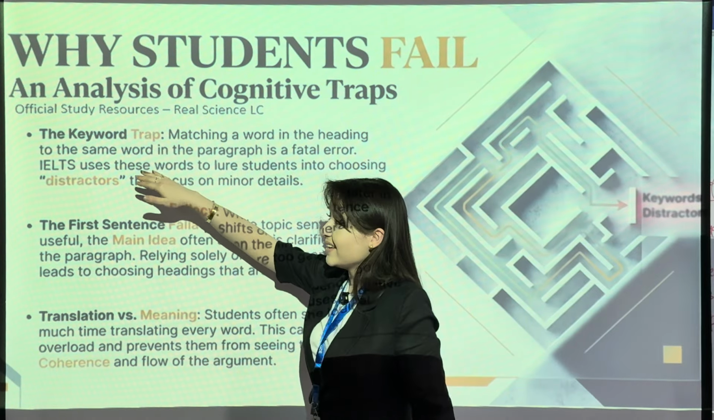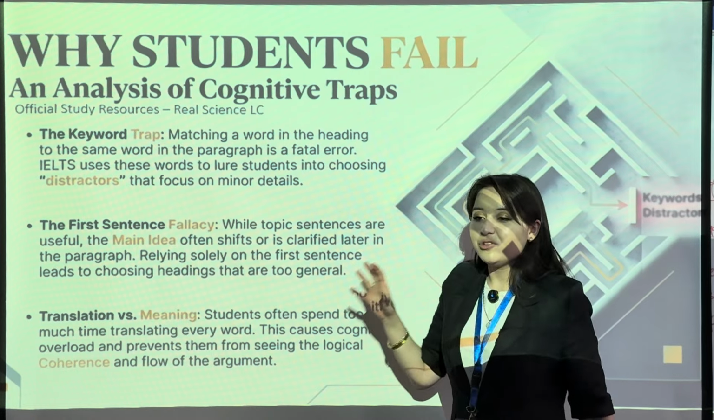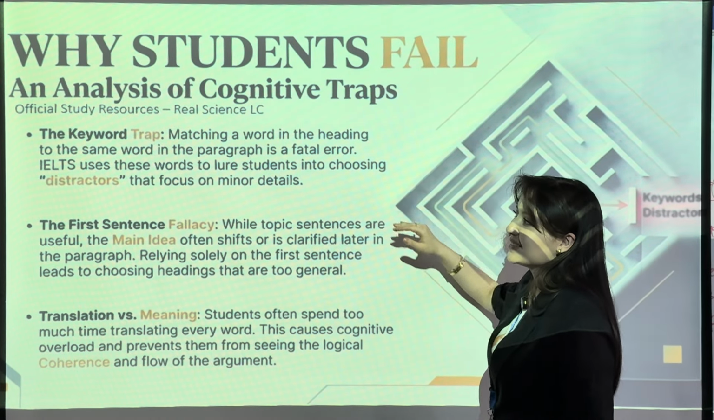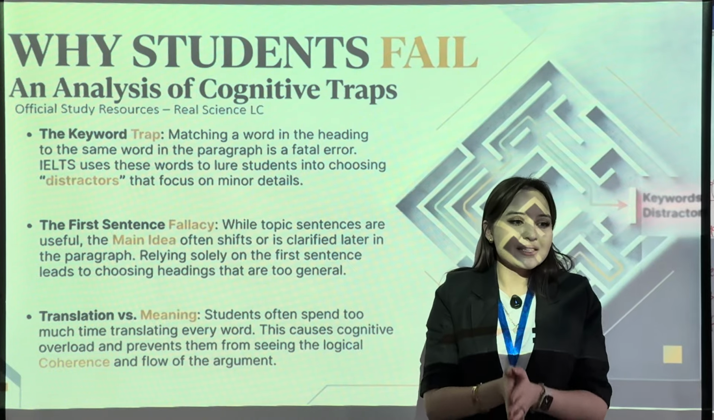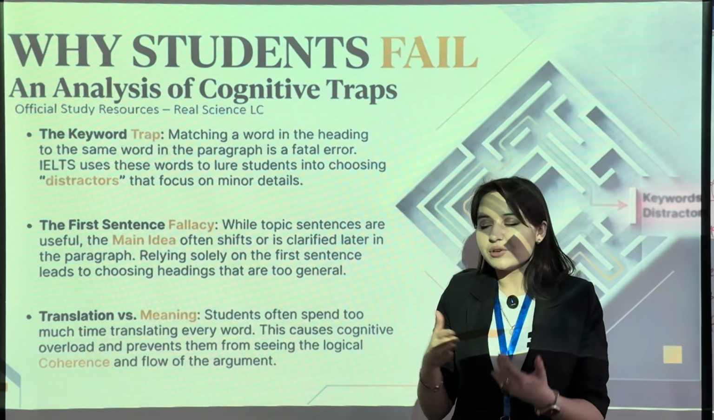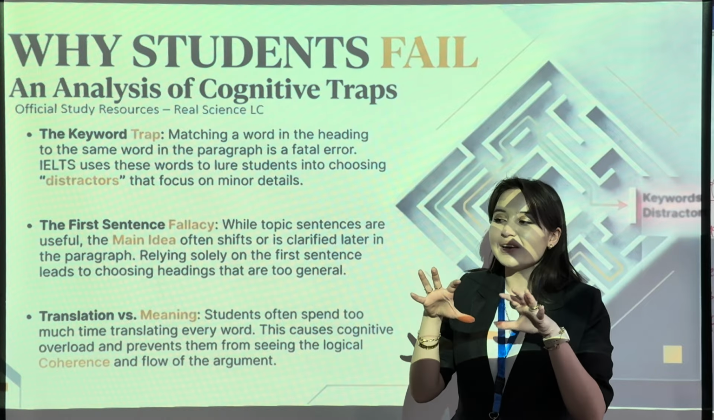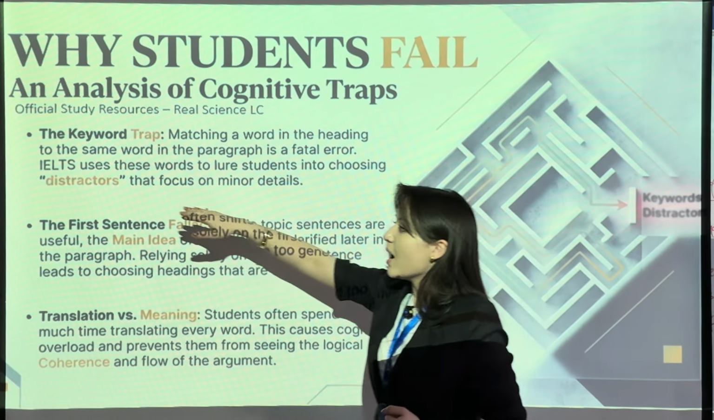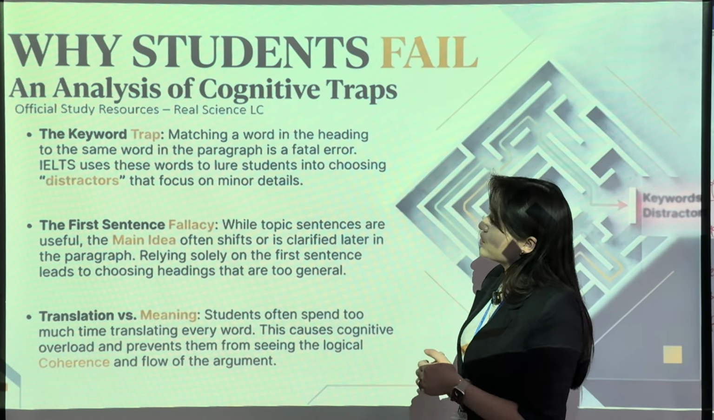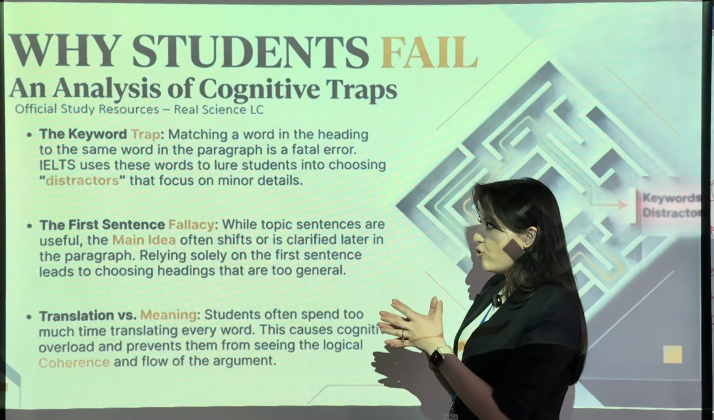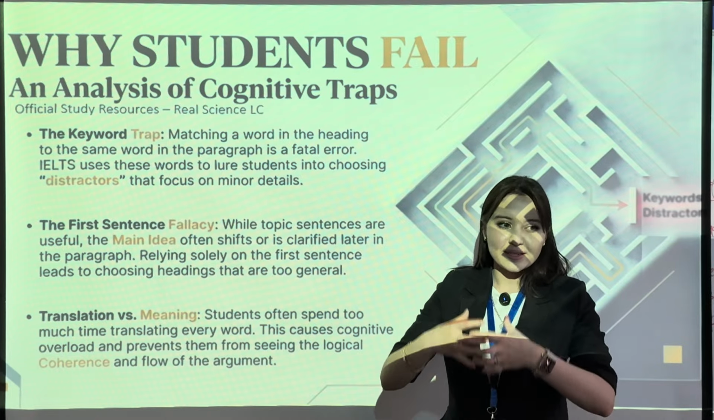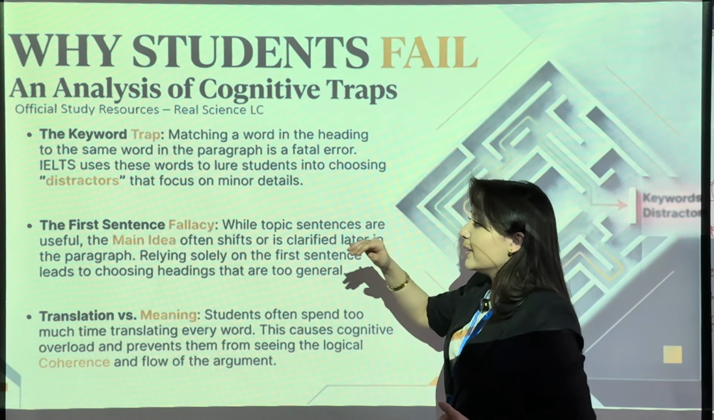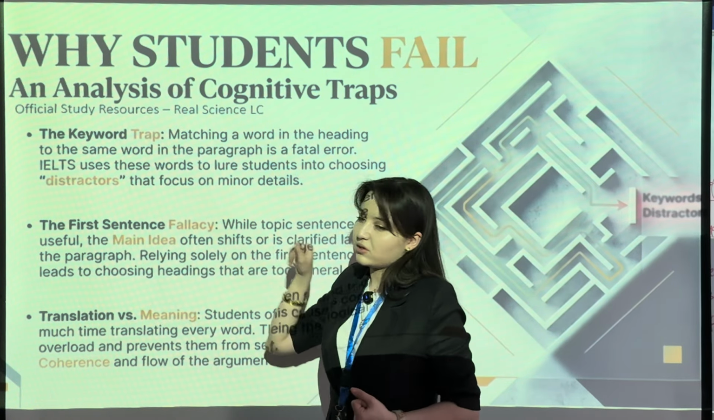Okay. A keyword trap. Yes, when you're looking for some keywords, this is going to be a trap for you, because matching a word in a heading to the same word in the paragraph is a fatal error. Why? Because you're going to have paraphrase, or you will have to extract the meaning from the passage, not about the words themselves. IELTS uses these words to lure students into choosing distractors that focus on minor details. Again, a heading is not about details. This is about the general meaning itself. Okay. Next one is about the first sentence fallacy.